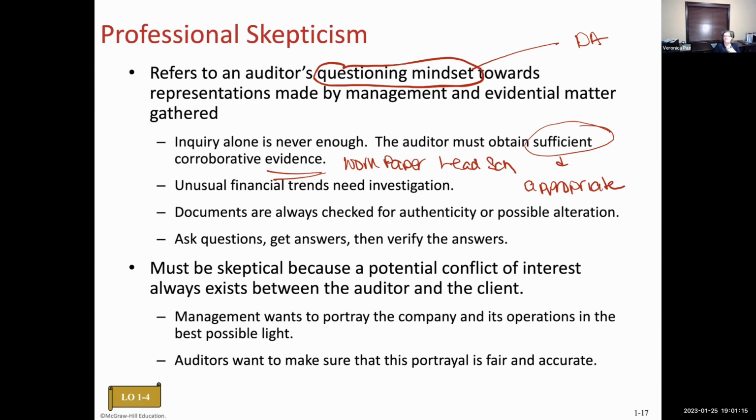You want to make sure that the documents are authentic, that they're not manipulated, or that they're not fraudulent. You want to make sure that if you're asking questions, you're getting the answers. If you're requesting documents, which we call PBC, provided by client, that's a list that you as an auditor are going to give your client, and you're going to keep track, making sure that everything you ask for, all of the bank statements, all of the general ledgers, the trial balances, the supporting documentation, is there.